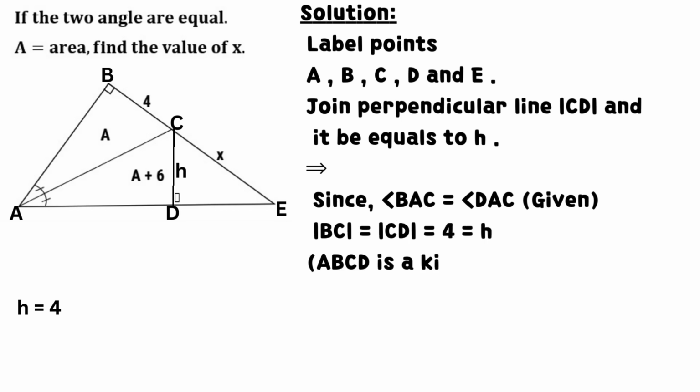It implies that since angle BAC equals angle DAC, line BC equals line CD, which equals 4, the result equals H. It is because ABCD is a kite.